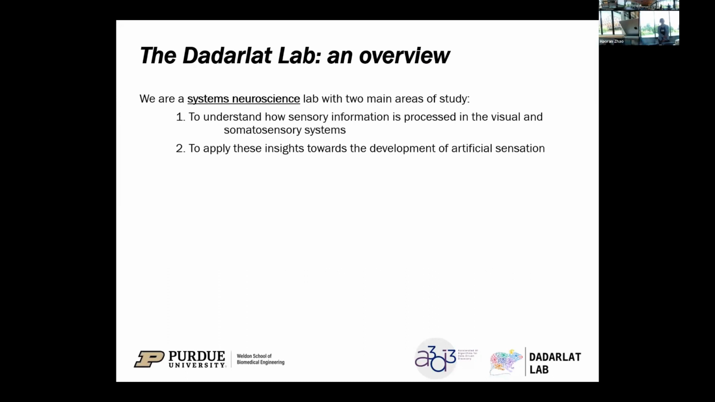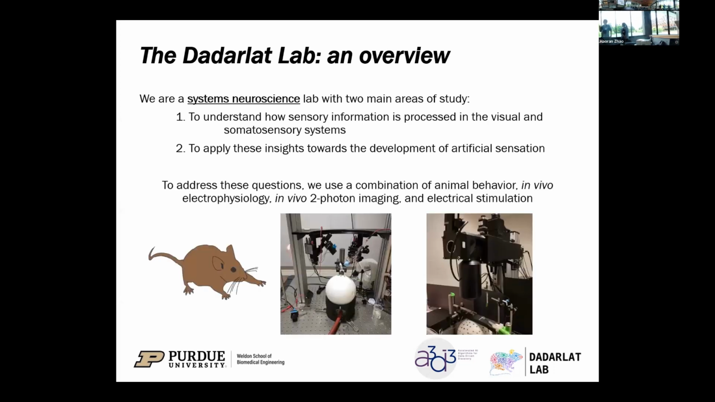So a little bit of an overview of our lab. We are a systems neuroscience lab, and we have two main areas of study. So we're trying to understand how sensory information is processed in the visual and somatosensory systems. And then we also want to apply these insights toward the development of artificial sensation. And so to do this, we use a lot of different techniques. We're doing animal behavior, in vivo electrophysiology, in vivo 2-photon imaging.